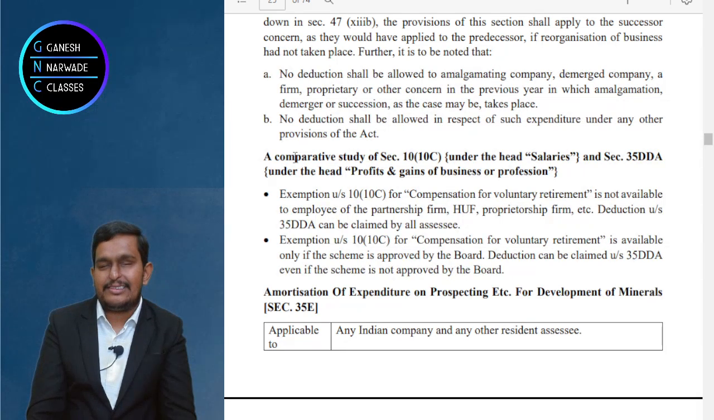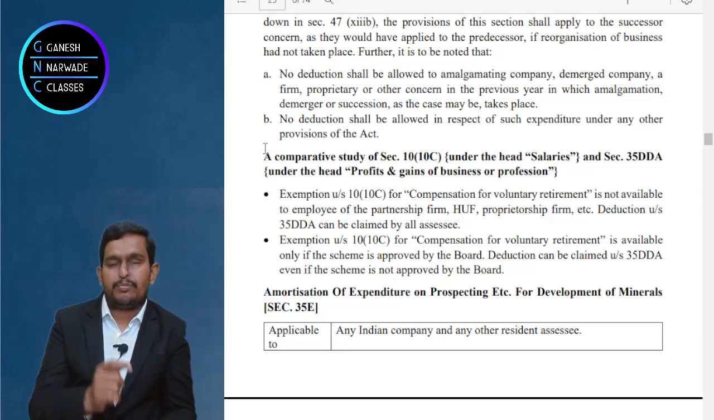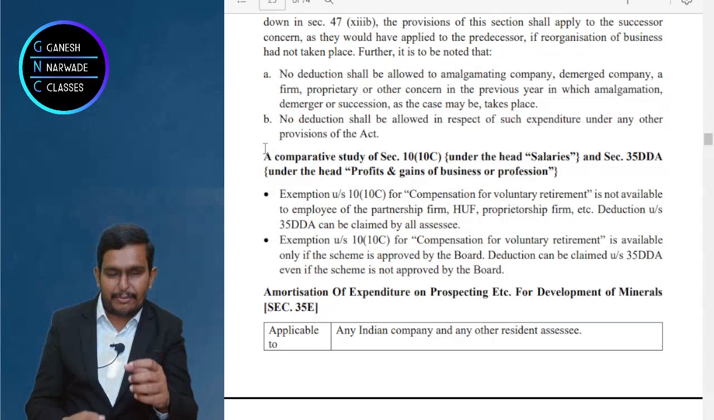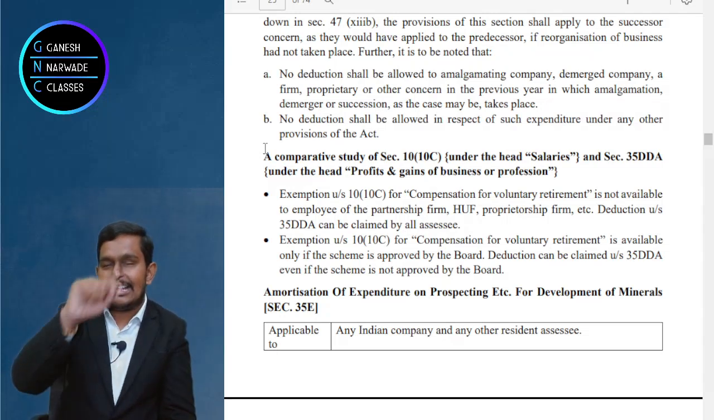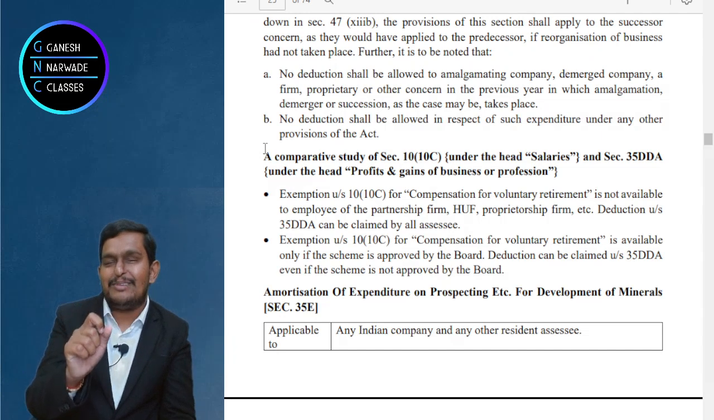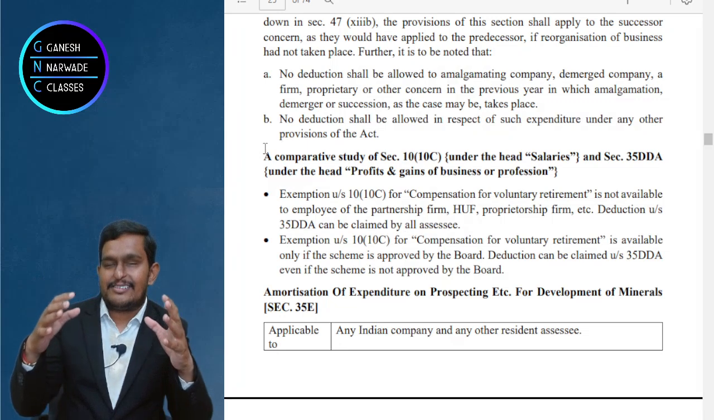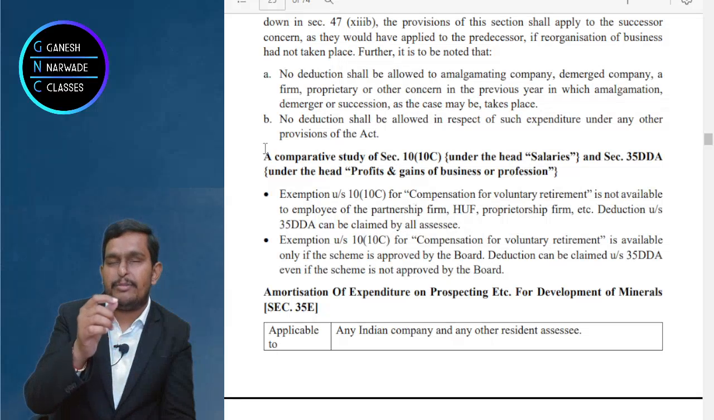Now come to section 35E, the last section of this 35 series. It talks about expenditure on prospecting, extracting and production of mineral oils. What did I say? Three things. Prospecting: first you have to identify where the mineral oils are. It is not like you use a stick to find where the minerals are. You cannot. A lot of engineering, technology and researchers drill the land and find whether petroleum is there or not. Many times even they fail.